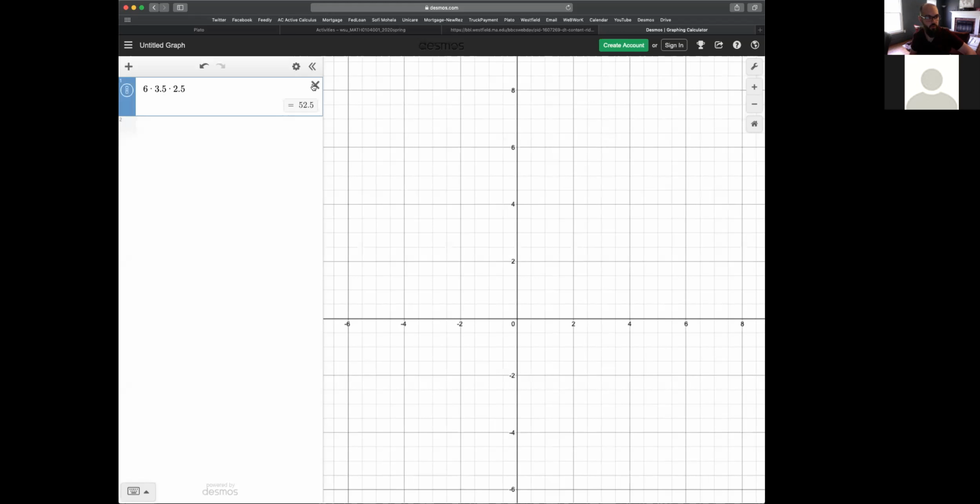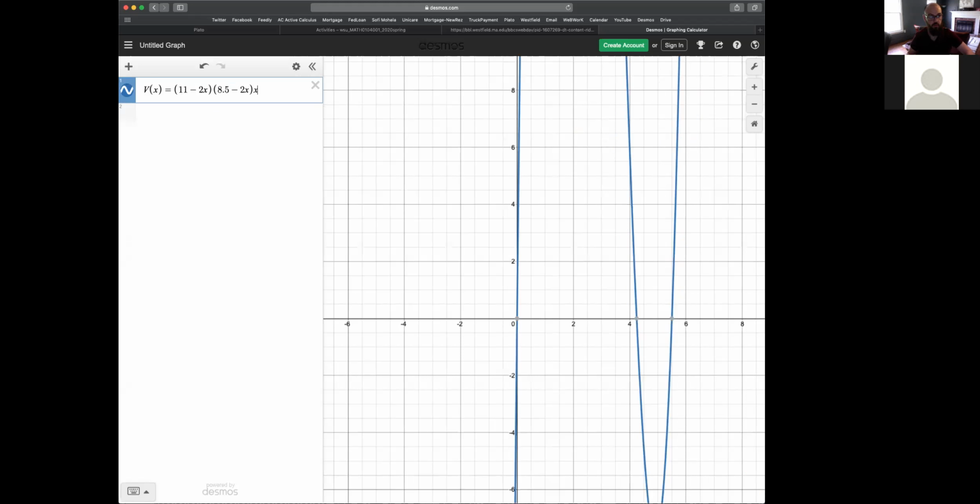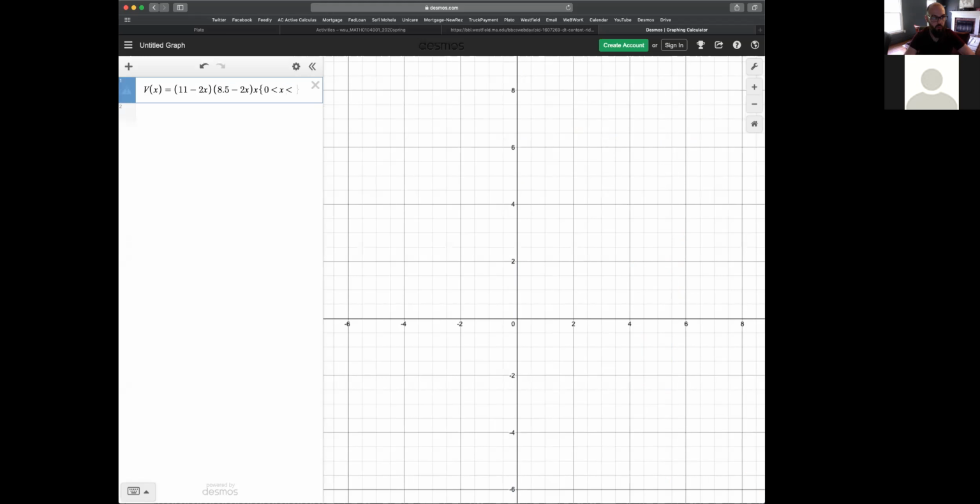So here was our previous volume, 52.5. We had our volume function, which was this, right? We have 11 minus 2x, and then we have 8.5 minus 2x, and x, okay? And what we want to do is we only want to look at this when we're somewhere between 0 and 4.25.